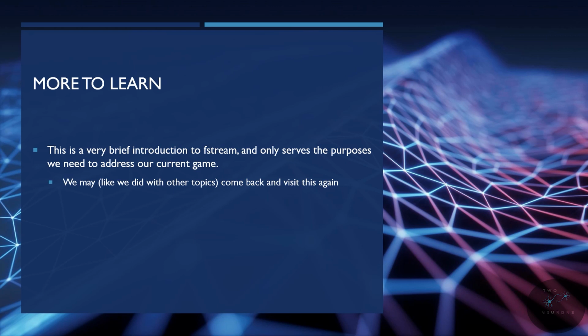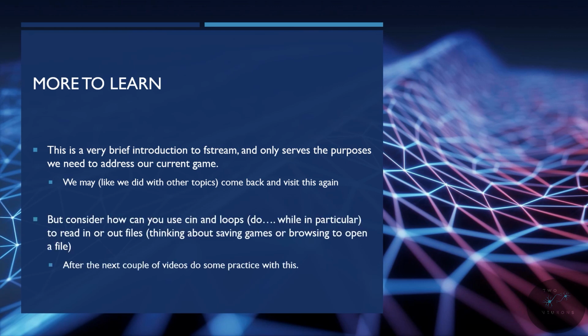But I'm going to give you a hint towards something you can consider. Using everything we have done in previous videos, consider cin and loops as a way to achieve best practice. In particular, the do-while loop, to read files in or to write out to files. Think about this like you would when you're saving a game and you can type in the name of the file you want to save, or when you're browsing to open a file and you're searching for the particular file name. After the next couple of videos where we work with fstream, go back and try to practice this a bit, see what you can come up with.